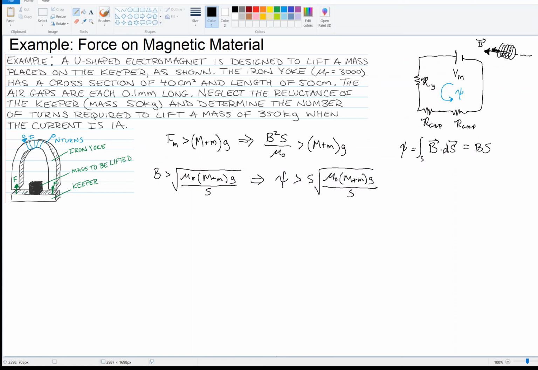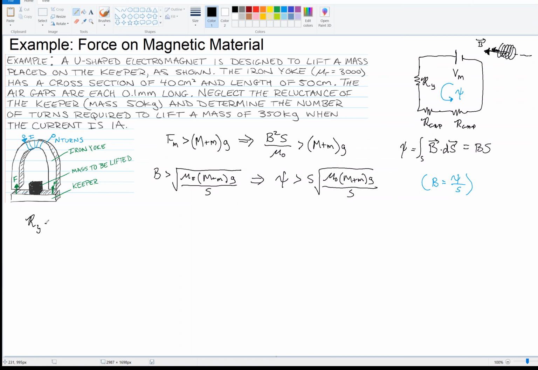Okay, so that brings in the flux to this equation. Just to be clear here, I'm making the substitution that B, the magnitude of the flux density, is the flux divided by the area. So I'm making that substitution in here and then multiplying by S.